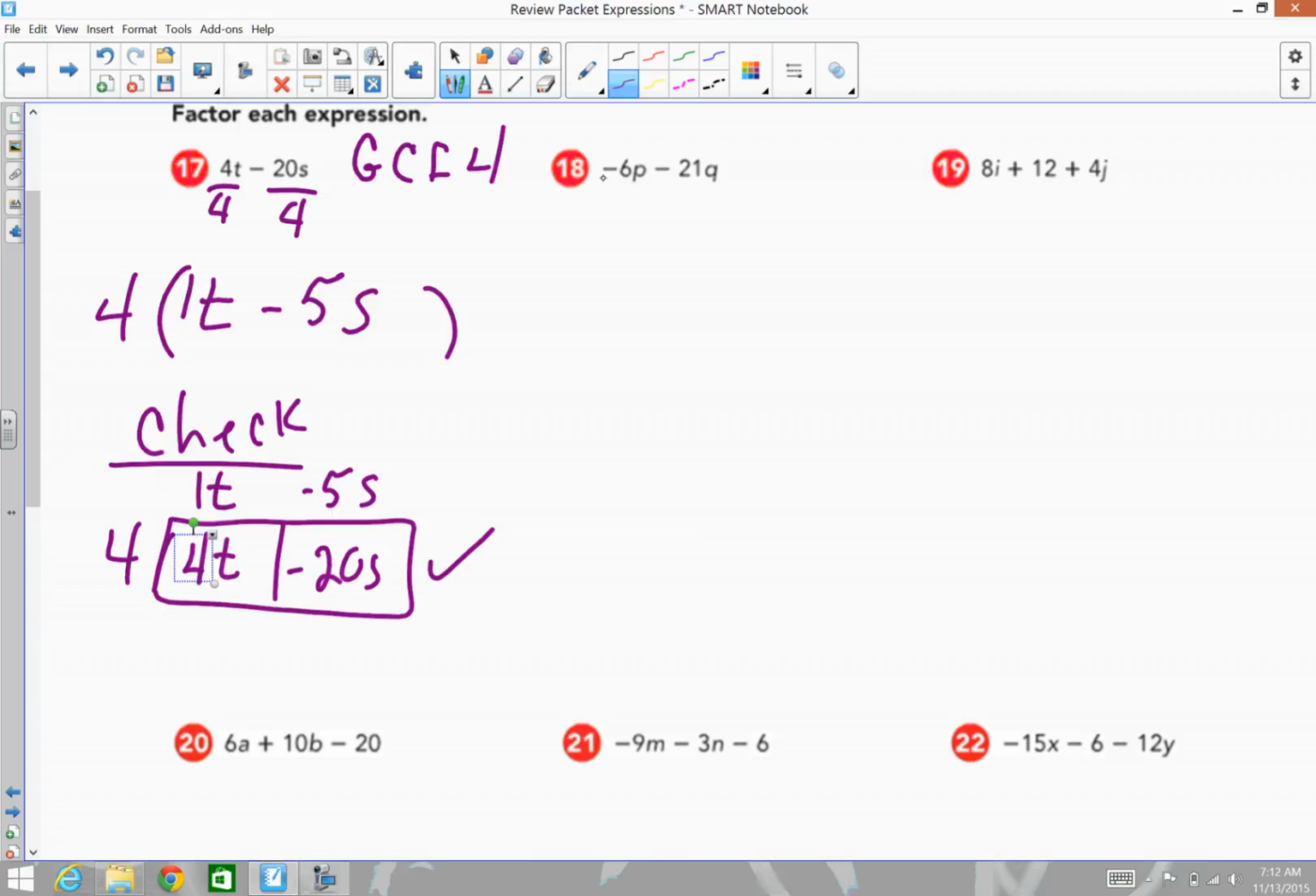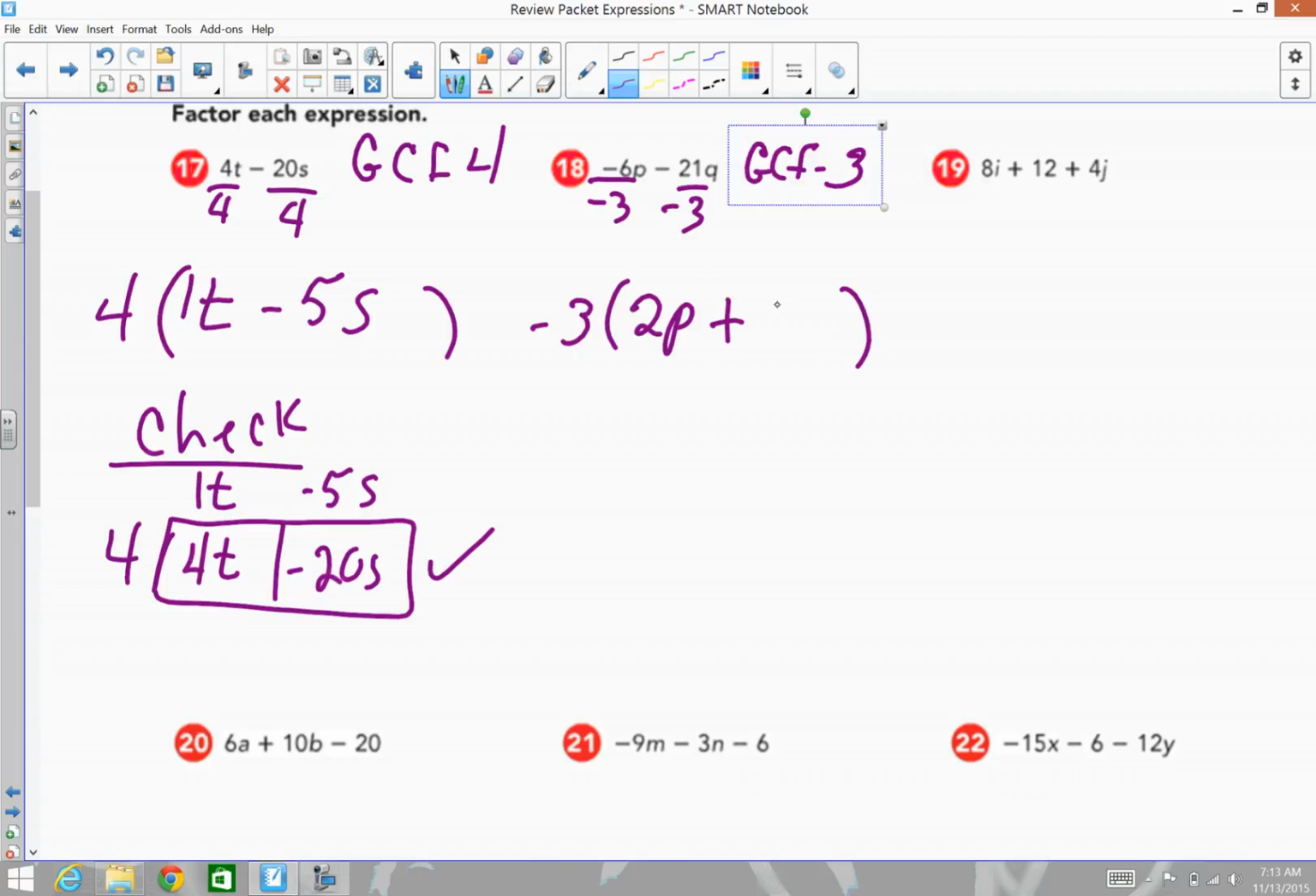For number 18, both terms are negative, so we're going to be pulling out a negative, but we can also pull out a 3. So the GCF is negative 3. Negative 3 goes on the outside of our parentheses. Negative 6 divided by negative 3 is positive 2, keep the p. Negative 21 divided by negative 3 is positive 7, keep the q.